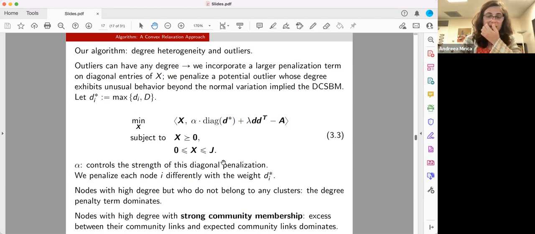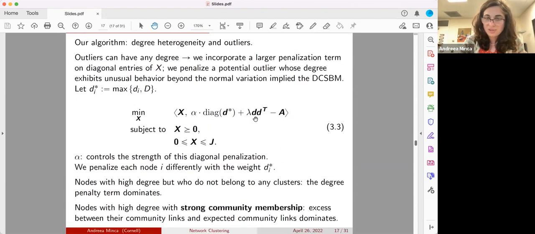On the other hand, you could have that this term dominates this penalty term, and what this means is that this term represents the excess, or the difference, between their community links. So this A represents the community links, and the difference between the community links and the expected community links. So if you have this difference, then those are the ones where you have a large number of links within the same cluster, and then we can safely say that they have strong community membership.